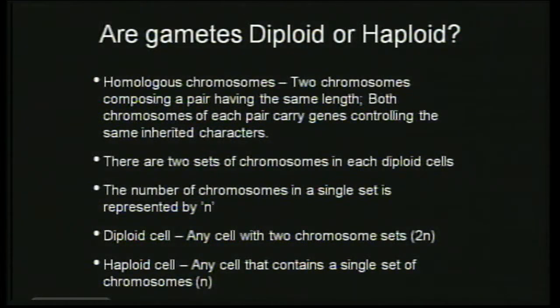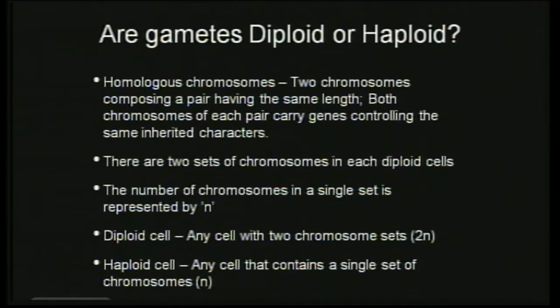Then we discuss haploid and diploid cells. What are haploid cells? As I mentioned, chromosomes exist in pairs as homologous chromosomes. So if you take half of those pairs, it will form one set. You represent this as a small letter n, as you can see in that slide.